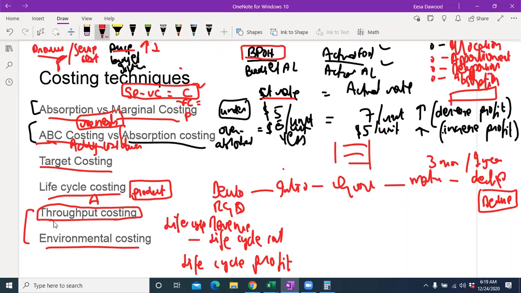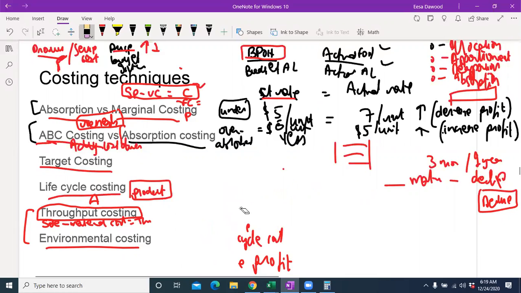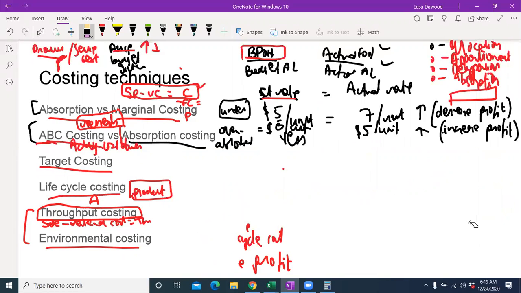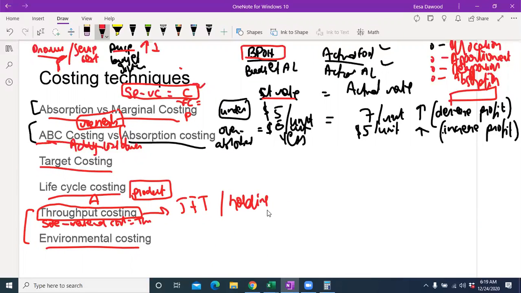Throughput is slightly different. Throughput believes in calculating throughput contribution. Now, what is throughput contribution? Sales revenue less material cost gives you throughput contribution. Throughput contribution focuses on getting the money out of your business. That's the throughput, getting the money out of the business. Money will only come when a particular product is sold, right? And throughput is based upon the just-in-time system. It discourages inventory. It is not in favor of holding inventory, okay?